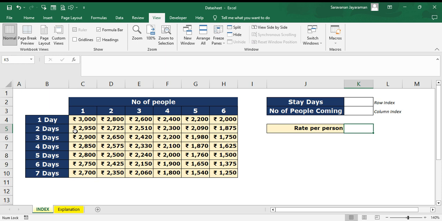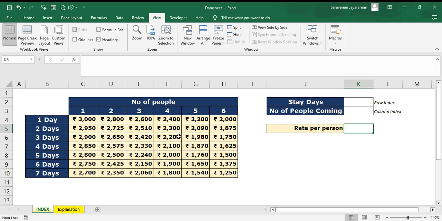Here we have a rate card of a resort for people who want to book their resort. Here we have number of days, and here we have number of people. If one person is going for one day, the rate per person per day would be 3,000, and if six people are coming for 7 days, the rate is 1,250 per person per day. That means the more people and the longer the duration, the rate per person per day will be reduced, obviously, and fewer people and fewer days will be higher. So this is the rate card which they have given.